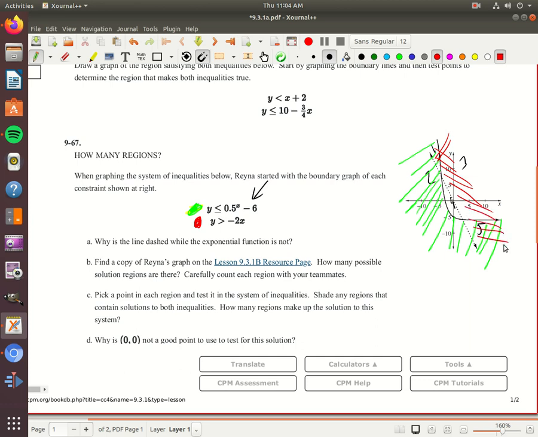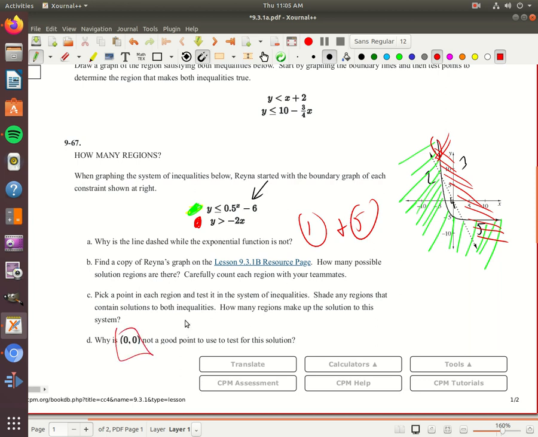So if we look at these sections, I've already numbered them. Well, 1 looks like a good bet, right? Region 1 is green and red. Region 2 is only green, so no. Region 3 is only red, so no. 4 is in neither color, and then there we go, 5 is green and red. So those would be my solutions on that.